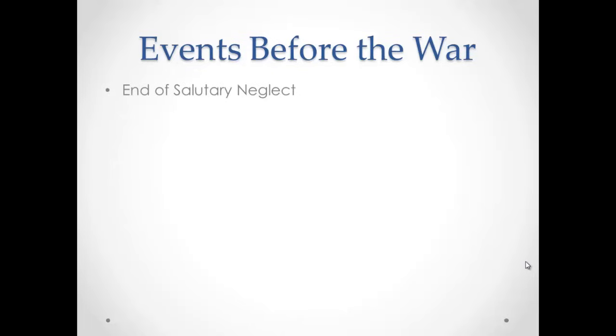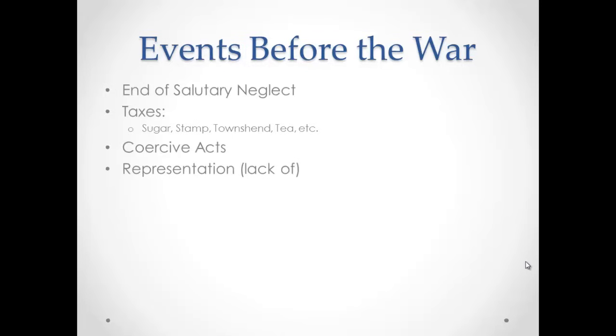The first one that starts in 1763 is the end of salutary neglect, or the idea that Britain now starts to take a very hands-on approach in dealing with the colonies. An example of salutary neglect ending are these taxes, these different acts that are passed, including the Sugar, Stamp, Townshend, and Tea Acts. Also, the Coercive Acts, which were passed in response to the Boston Tea Party, which really punished Boston, and representation, or a lack thereof, that the colonists felt they had.